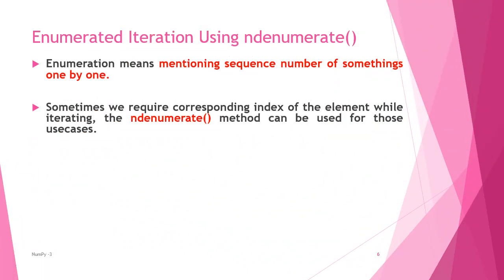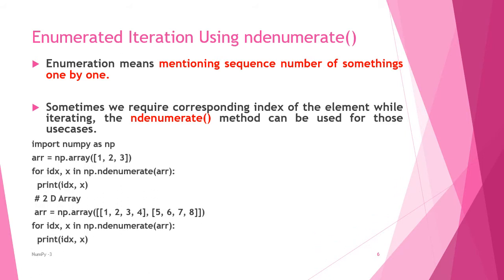We'll see the ndenumerate function, n-dimensional enumerate function. Enumeration means mentioning the sequence number of something one by one. If I need to specify the index number of elements in an array, in that case I can use the ndenumerate function. Sometimes we require the corresponding index of an element while iterating. For that, the ndenumerate method can be used. In such cases, if we need to print both the element and its index number, the ndenumerate function can be used. We will see the usage with the help of an example.